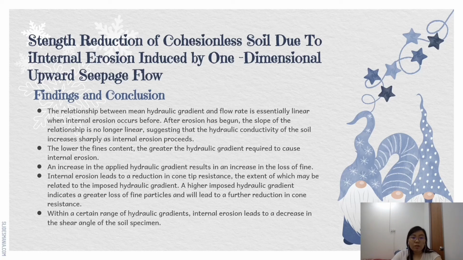The findings and conclusions are: the relationship between mean hydraulic gradient and flow rate is essentially linear before internal erosion occurs. After erosion has begun, the slope of the relationship is no longer linear, suggesting that the hydraulic conductivity of the soil increases sharply as internal erosion proceeds.